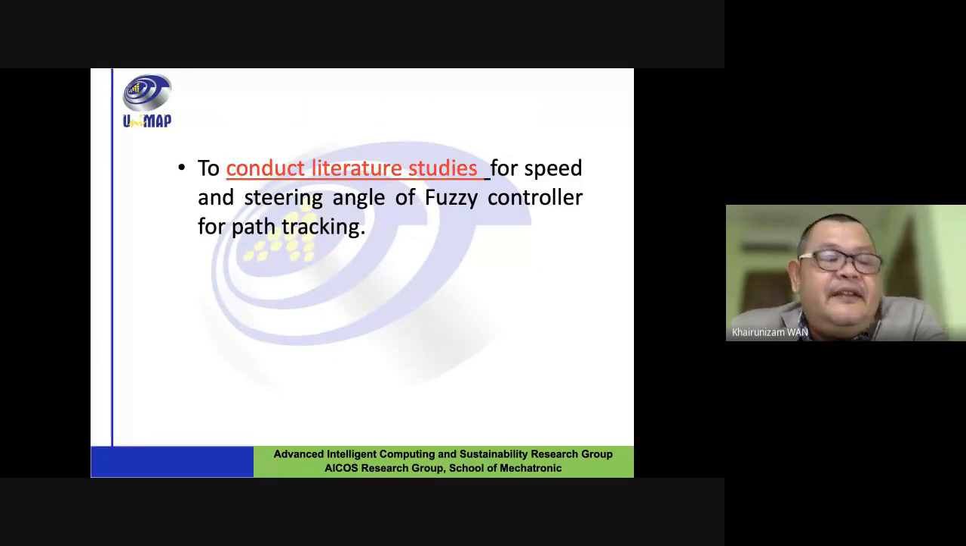And then this is one example which is not good: to conduct literature study for speed and steering angle of fuzzy control for fast tracking. It cannot be a research objective to conduct a literature study, because all FYP projects, the student has to do the literature study, or literature review, or literature search, or critical review, all are the same thing. So this is not a good example of an objective.